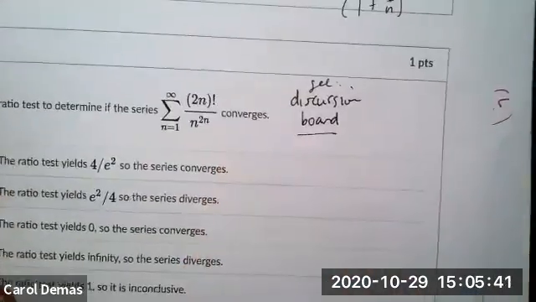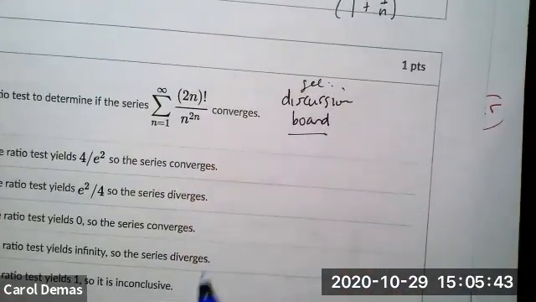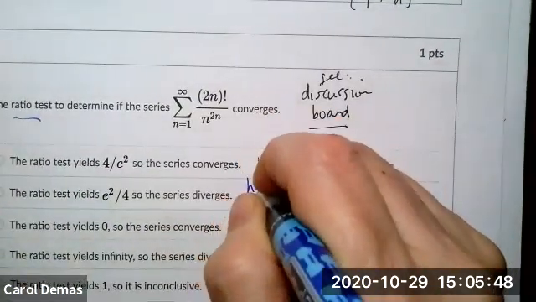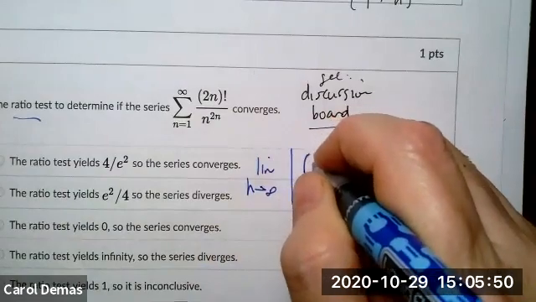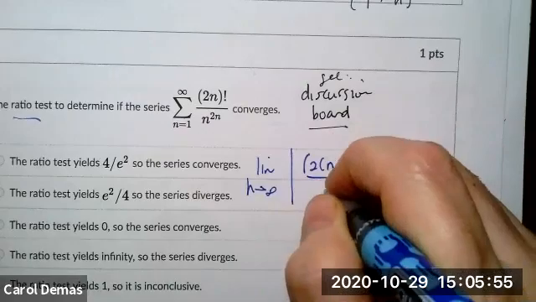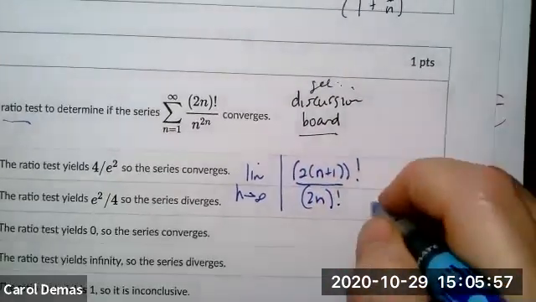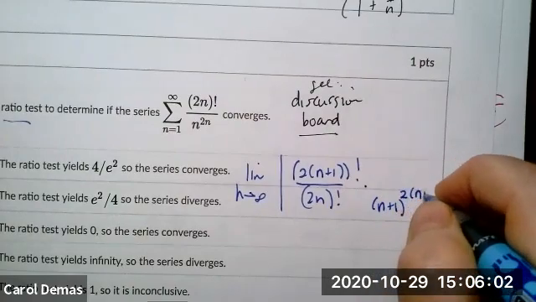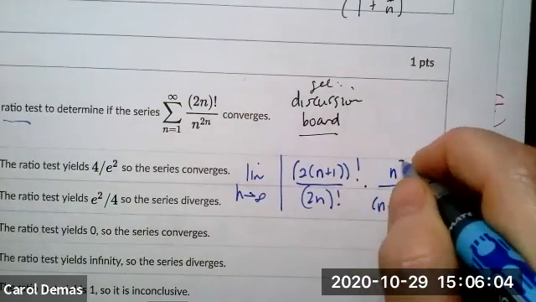We'll work through the number 16 one just to see it work through, even though you did it on the discussion board. Okay, this one was actually pretty simple. So we want to do the ratio test. So we'll have the limit as n goes to infinity of (2(n+1))! over (2n)!, and then (n+1)^(2(n+1)) and n^(2n).